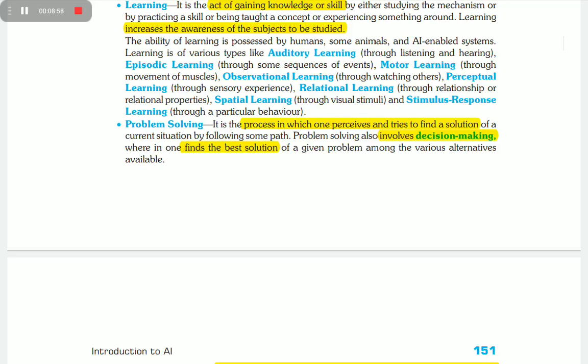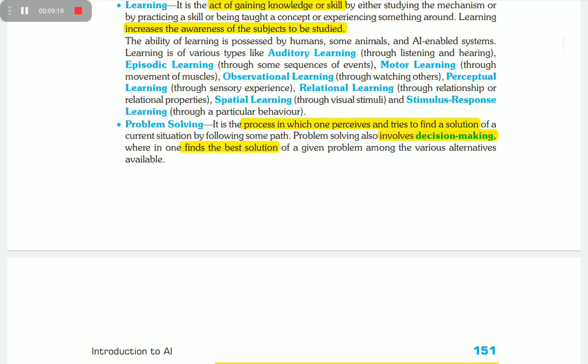Episodic learning through some sequences of events. Motor learning through movement of muscles. Observational learning through watching others, like watching our mom how she does the household chores, etc. Motor learning by movement of muscles, like playing basketball, is motor learning.